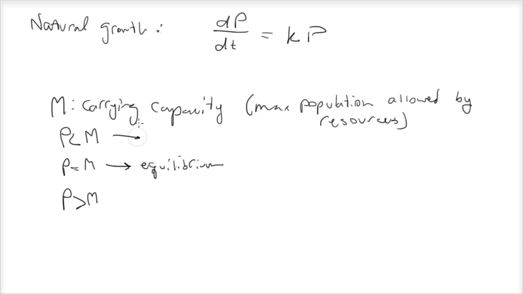And when P is less than M, that's growth. And when P is greater than M, that's decay. So cases like this aren't just straight natural growth, because natural growth is purely either exponential growth or decay, and that just depends on the sign of the K right there.